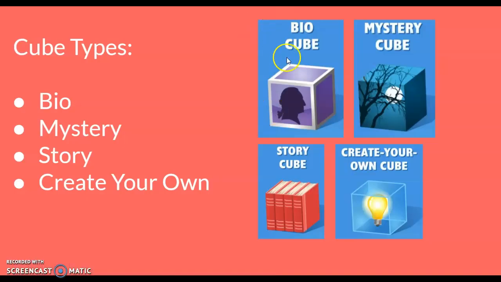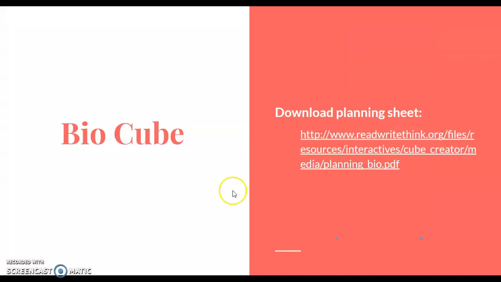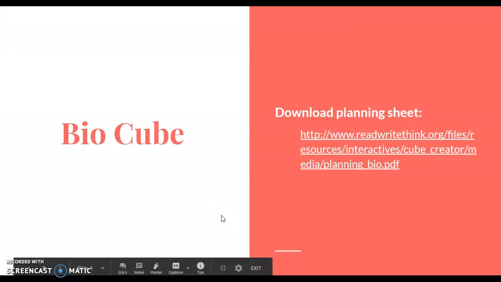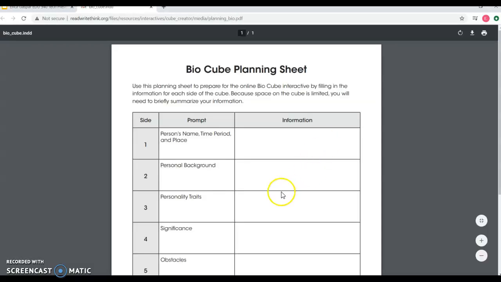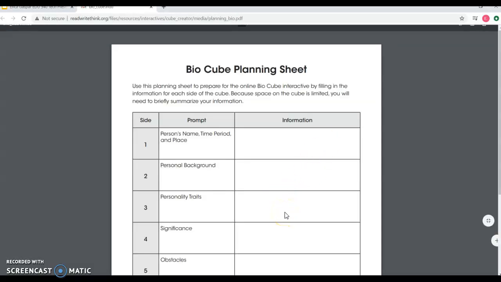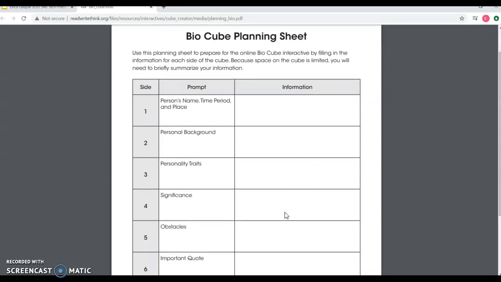So back to the cube types. There are 3 set ones that you can choose, or you can do a custom one. So you can do a bio cube, a mystery cube, a story cube, or create your own. Now for this class's activity and purpose, we're going to be doing the bio cube, and they would start with downloading a planning sheet to kind of help them focus on how you're going to fill out the sides of this cube and flesh out your telling of the life story of this person.